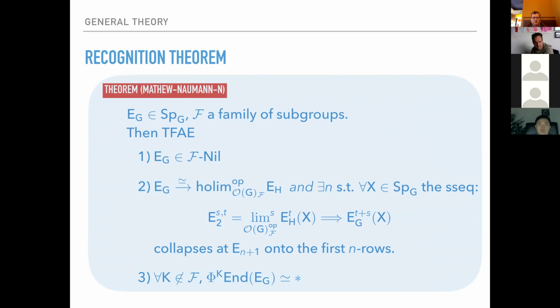And here's the relationship to nilpotence. If I look at the endomorphism ring of EG, then EG being F nilpotent is equivalent to these K geometric fixed points vanishing on it for all K that are not in the family. So all of those Euler classes need to be nilpotent. Okay. So all three parts of this tend to be pretty useful.